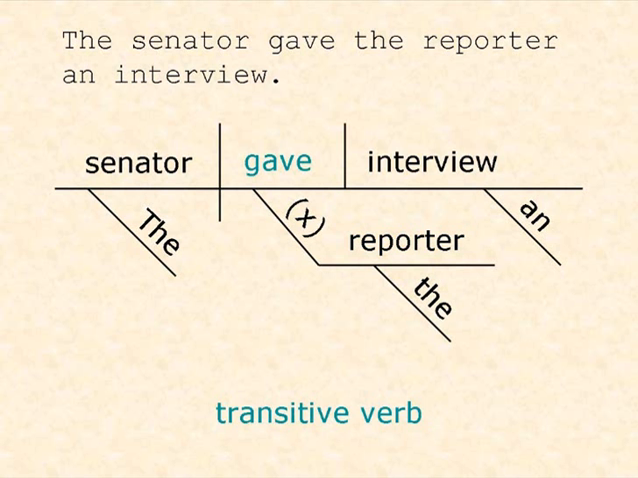And gave is the transitive verb. So the senator gave the reporter an interview. Or you could say the senator gave to the reporter the interview. But we don't usually talk like that. Maybe I do.